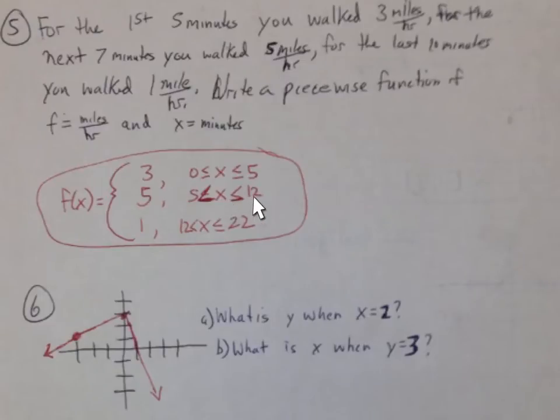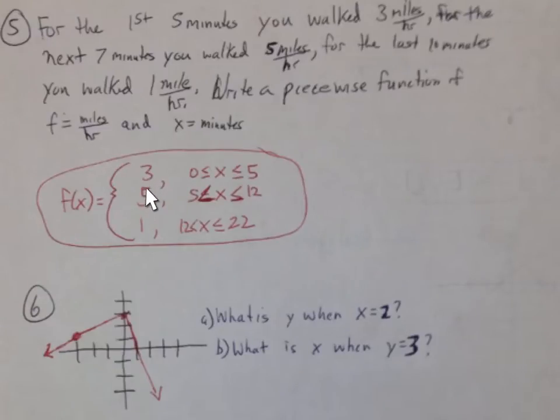But the 12 isn't going to be included in this, because it says for the next 7 minutes. So from 5, not including it, to 7 minutes later, I am walking at this rate. So again, just remember the function: 5 represents 5 miles per hour, 3 represents 3 miles per hour. These are actually flat lines because you're walking at that constant rate.